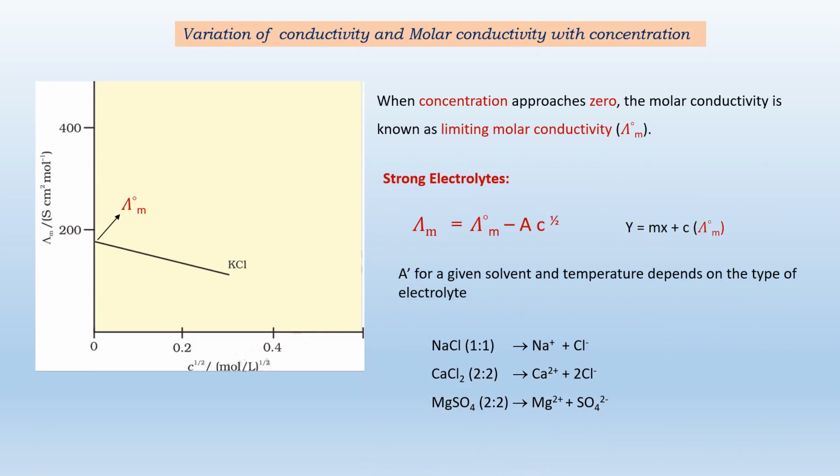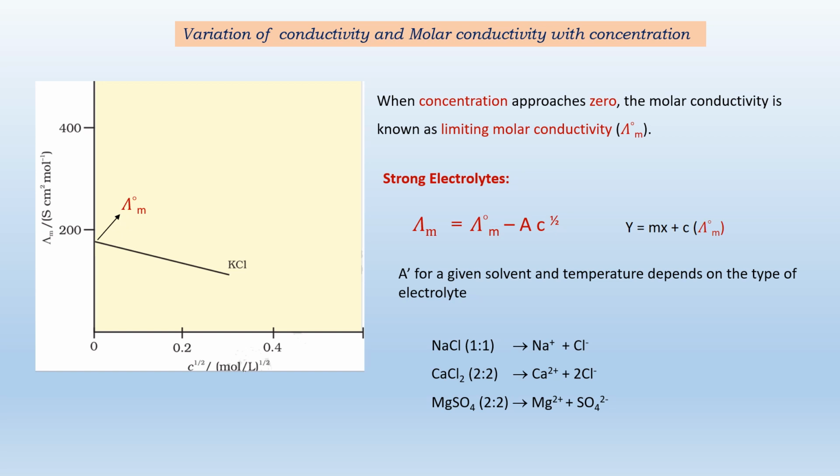Molar conductivity for strong electrolyte. Before seeing the molar conductivity, let us see the limiting molar conductivity. Limiting molar conductivity is the molar conductivity at zero concentration. That is, at 0 molar of electrolyte, the conductivity is said to be the limiting molar conductivity, which is lambda naught m. Right, coming to molar conductivity.